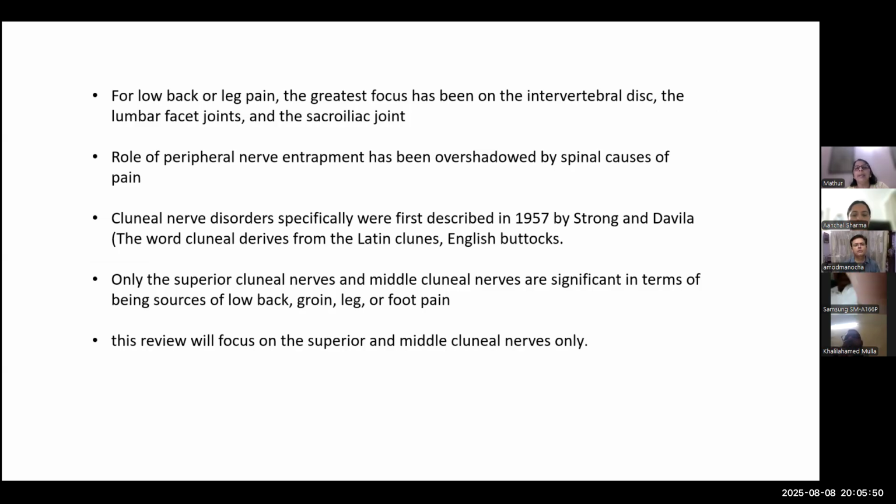For low back or leg pain, the greatest focus has been on the intervertebral disc, the lumbar facet joints, and the sacroiliac joint. The role of peripheral nerve entrapment has been overshadowed by the spinal causes of pain. Cluneal nerve disorders specifically were first described in 1957 by Strong and Gloll, and the word cluneal derives from the Latin clunes, and the English meaning is buttocks. Only the superior and the middle cluneal nerves are significant as sources of low back, groin, leg, or foot pain. This review will therefore focus on the superior and the middle cluneal nerves only.